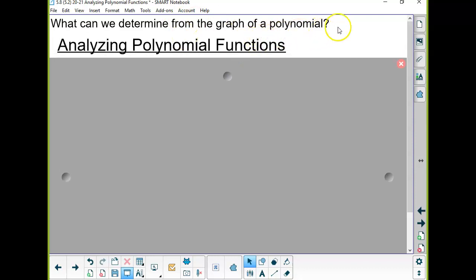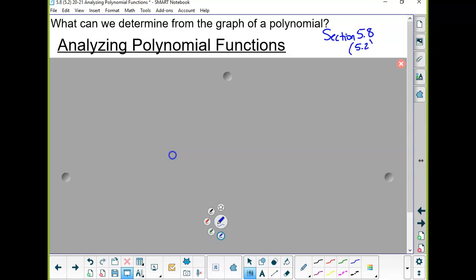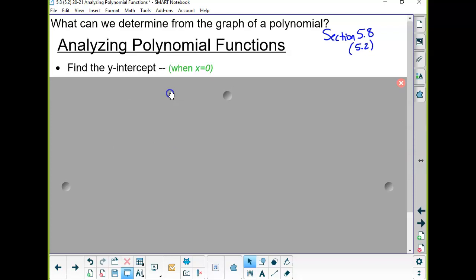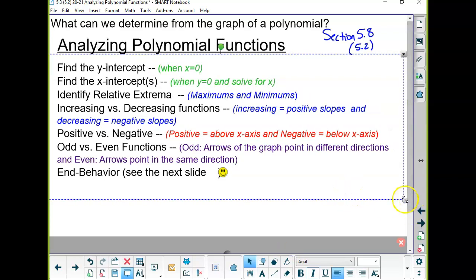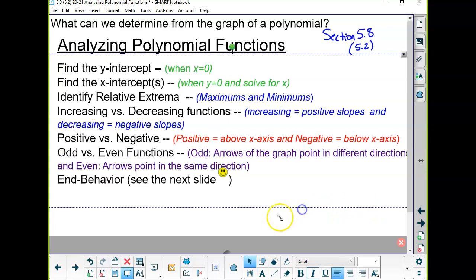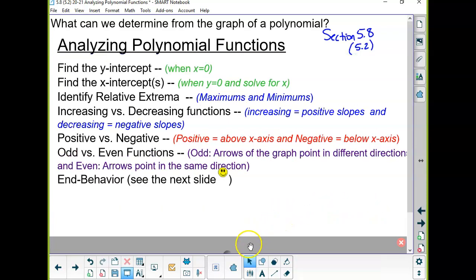So the title of today's notes, and by the way, if you're titling it, this is a combination of section 5.8 in our textbook with hints of 5.2 thrown in there, if you go back and look through your textbook. So the first thing is we're going to talk about y-intercepts. And I think I can make this bigger. I can't make it too huge, so hopefully we can get that.